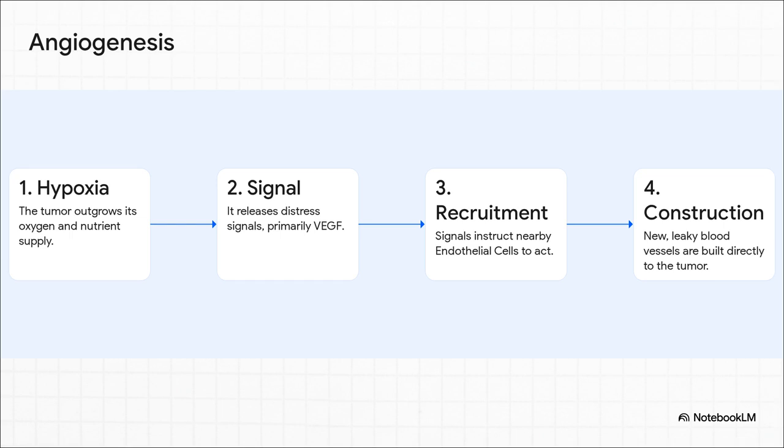The tumor starts pumping out VEGF, which acts as an SOS signal, a direct command to the endothelial cells lining nearby capillaries. These cells respond by sprouting new vessels and building a brand new private circulatory system right to the tumor's doorstep. This process, tumor angiogenesis, creates a leaky, chaotic, but highly effective supply line.